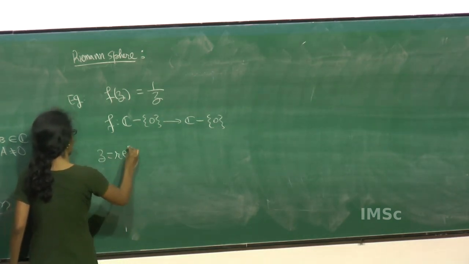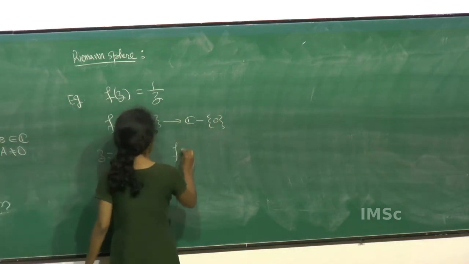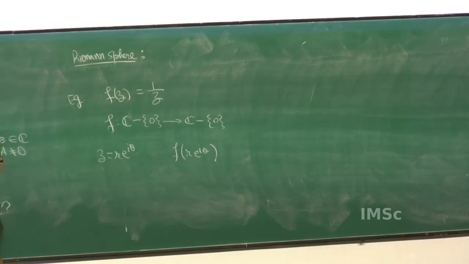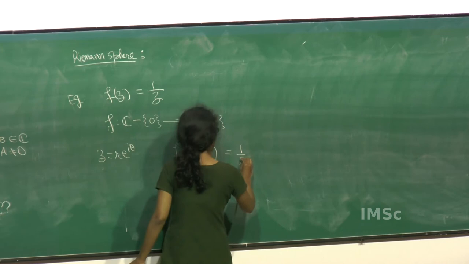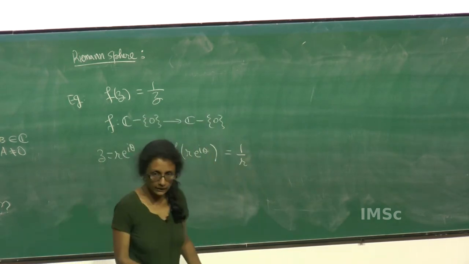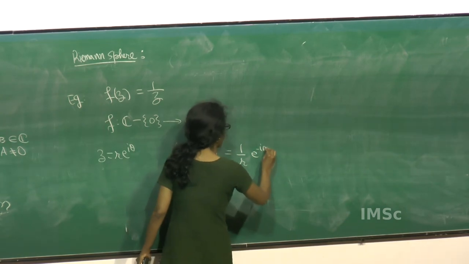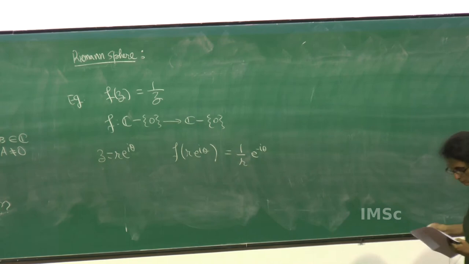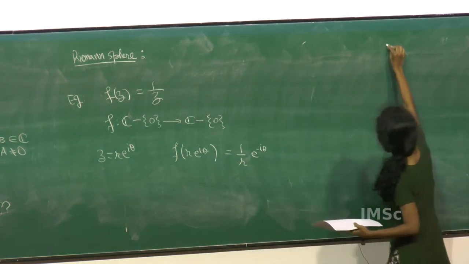let's write z in the polar form. And then let's see what this map is. How does it act? So 1 by r, and what is the reciprocal of e to the i theta? Good. Exactly. So what's happening is, let's draw a big picture here.